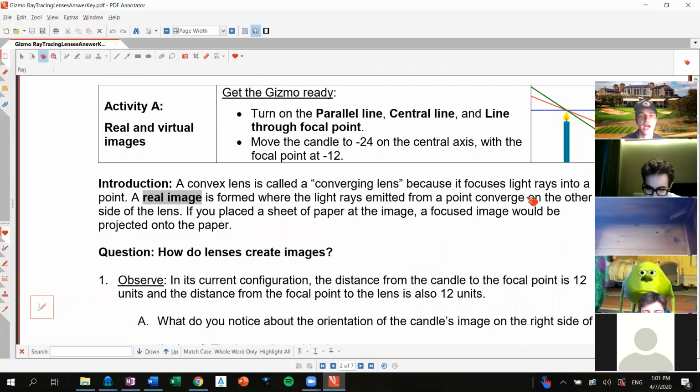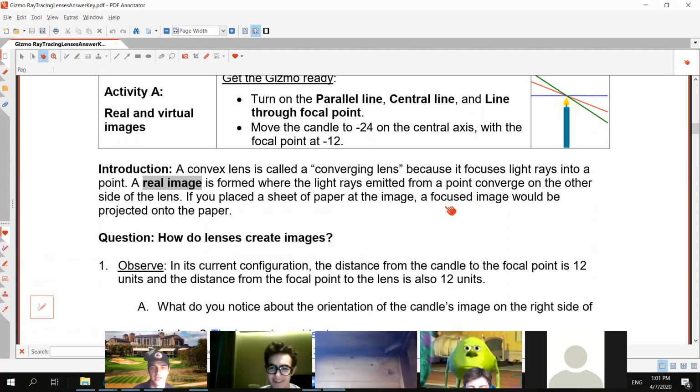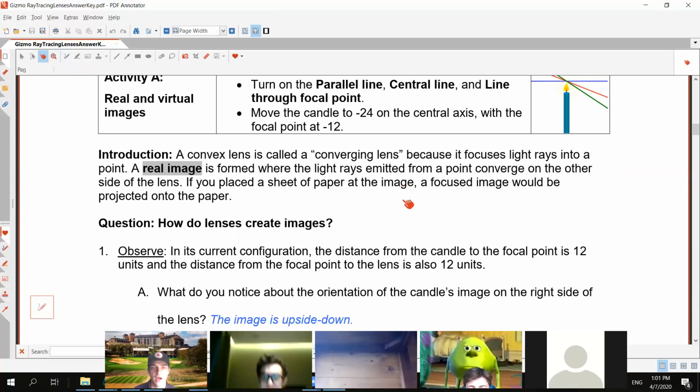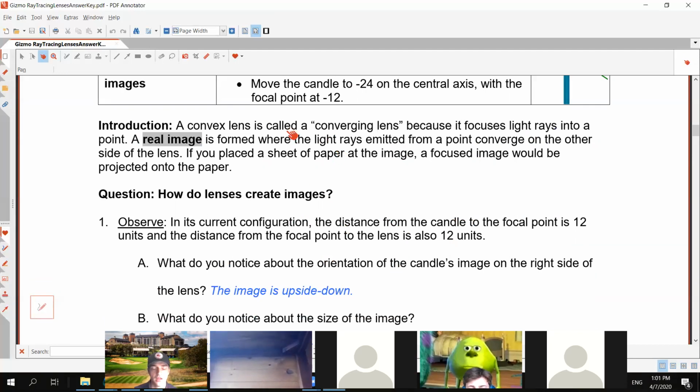Okay, then the Gizmo asks us to set up our simulation such that the candle is at minus 24 on the central axis, while the focal point is at minus 12. Once we did that, it asked us to run through a number of different simulations. It introduces the idea to us that a convex lens is called a converging lens because it focuses light rays into a point. A real image is always formed when these light rays converge on the other side of the lens. A virtual image is formed when they don't converge on the other side of the lens.